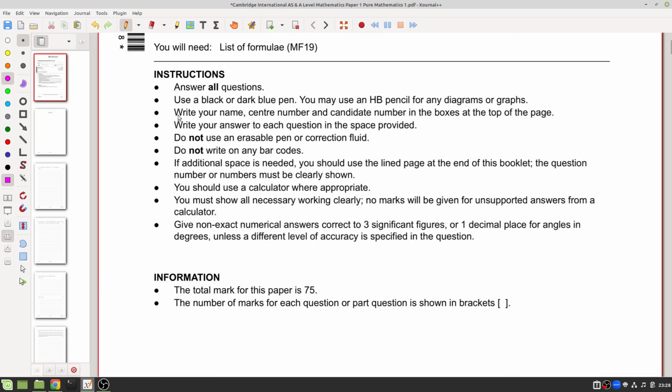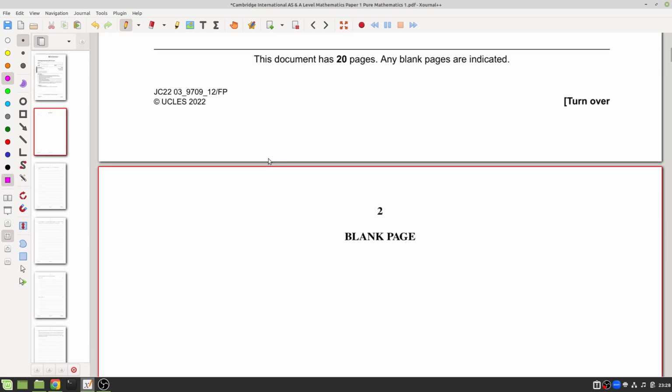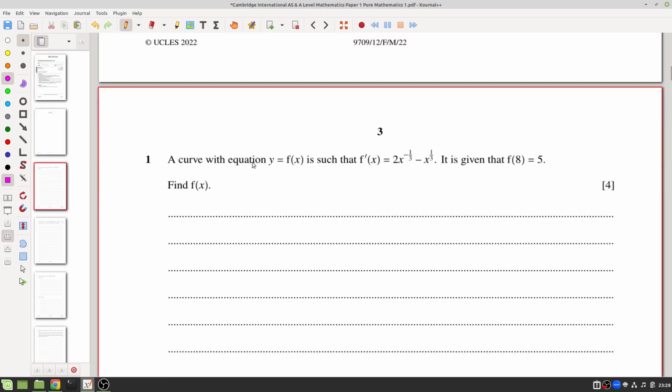Some of the instructions, the most important thing here for us is the rounding off. Give non-exact numerical answers correct to 3 significant figures, or 1 decimal place if you're using angles in degrees. If you're doing angles in radians, we also want 3 significant figures, unless a different level of accuracy is specified in the question. Okay, so let's get into it.